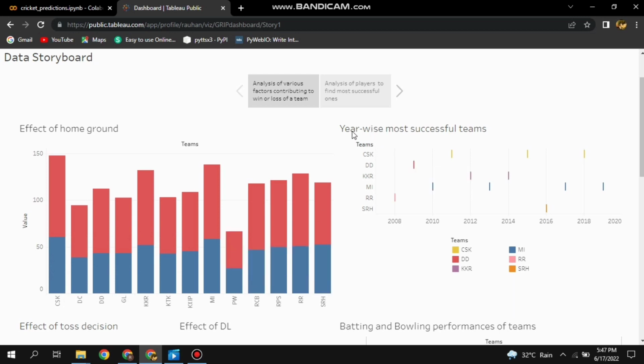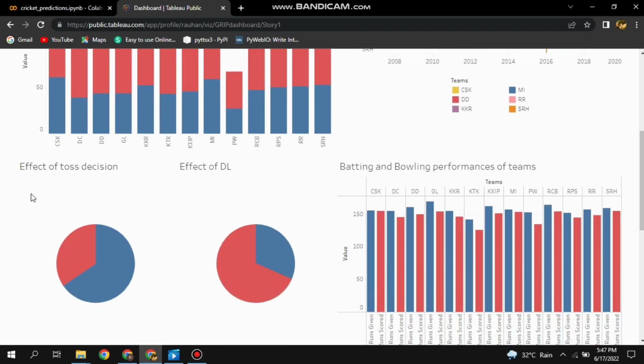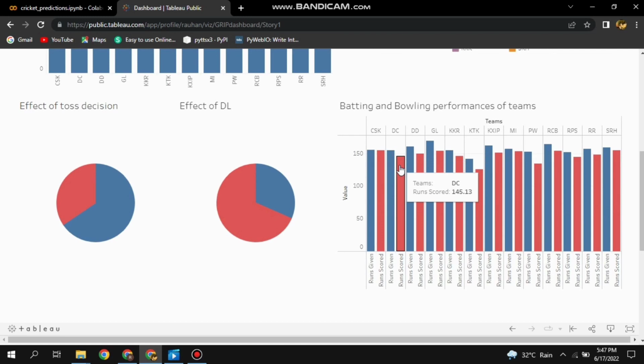And then here comes the year-wise most successful teams. This tells us which team was the table topper of which year, and then the effect of toss decision and the effect of DL is mentioned here as well. So win percentage while fielding first and win percentage while batting first in both of those cases, and then the batting and bowling performances of different teams. So here the bowling performance means the number of runs conceded and the number of runs scored.